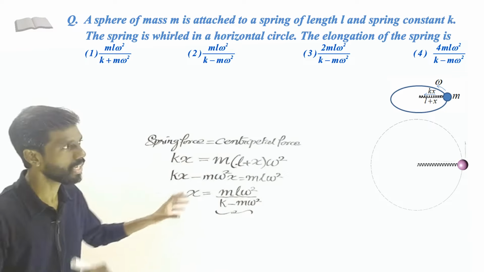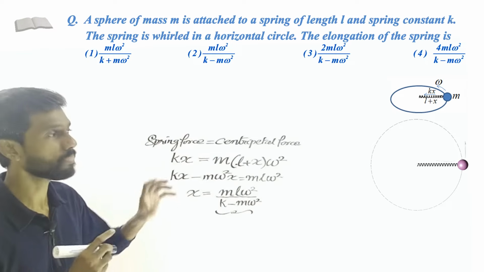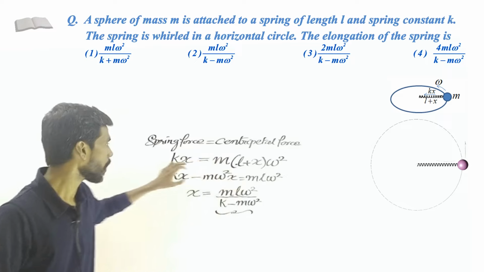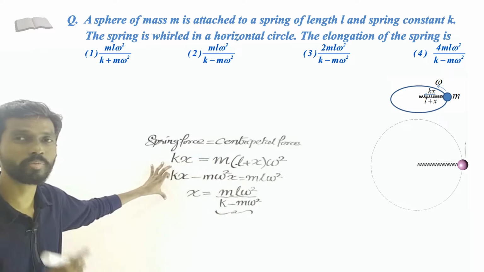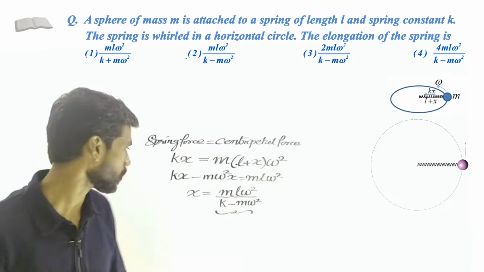Alright, so very simple. Depending upon the context, different forces may behave as the centripetal force. The centripetal force formula is known, and we already know that the centripetal force is the spring force. Spring force is also known. So these two are equal. From that we can find the value of x.